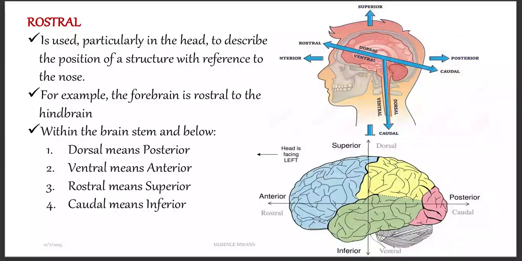Very good. And then we have got rostral. When you're using rostral, you are particularly referring to structures to do with the head. Okay, so we still use also the word caudal here. Caudal, remember we said down or towards the tail, but basically when you're referring to the head, rostral means towards the nose. So structures that are in front, we can also refer to that as ventral. Okay, rostral means towards the nose, and then caudal means away or posteriorly.